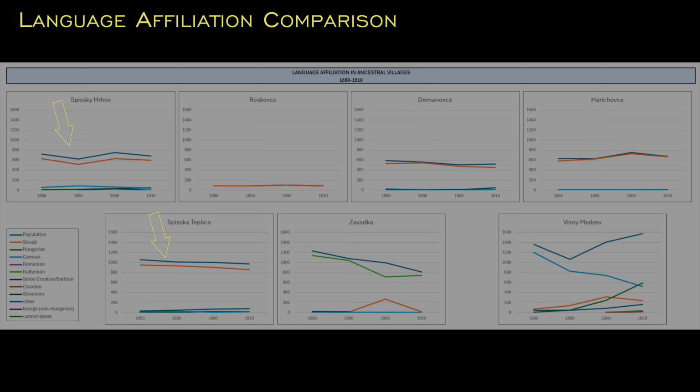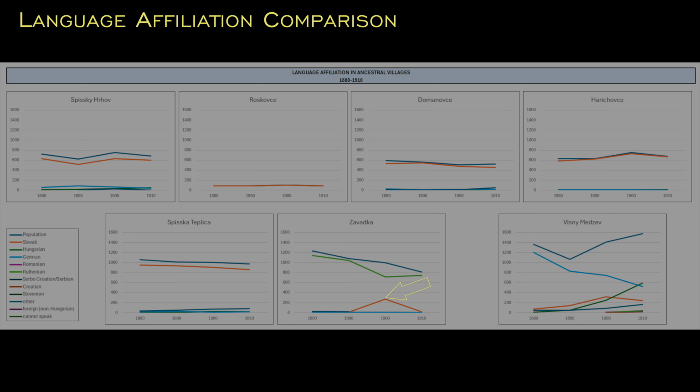In both Spišský Hrad and Spišská Teplica, there is a noticeable but still rather small component of German and Hungarian in the mix. Závodka presents a contrasting picture, just as it did with religion. Mainly we see a predominance of Rusín, what is termed Ruthenian in the key. It is also evident that the overall population is steadily dropping, ultimately by about a third.